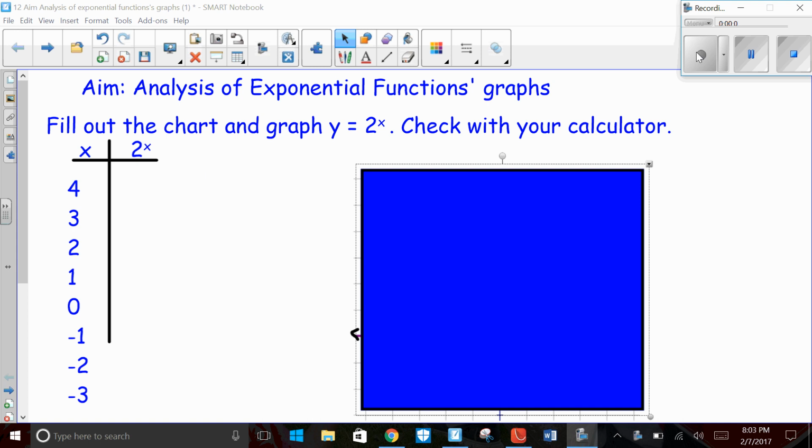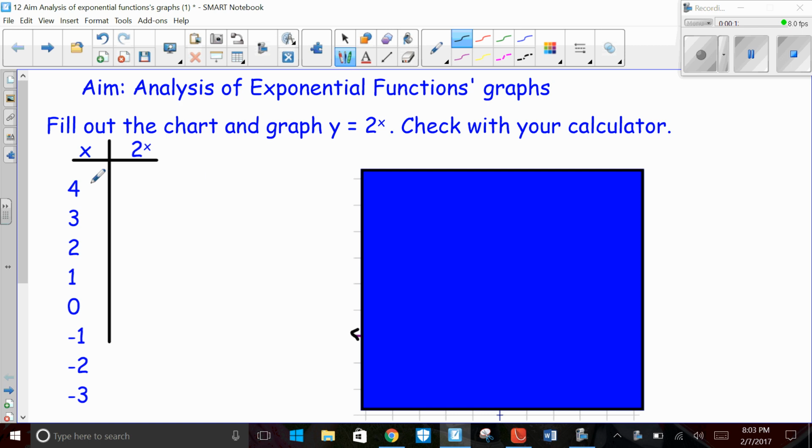Today we're going to learn about the analysis of exponential functions graphs. Fill out the chart and graph y equals 2 to the x. Check with the calculator. So if x is 4, we have 2 to the 4th, which is 16.